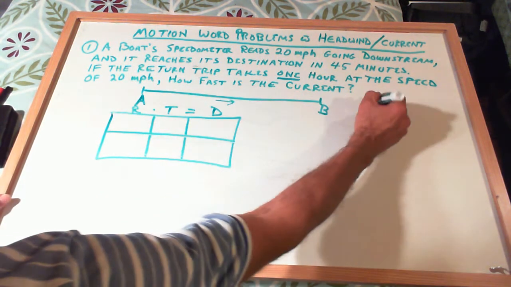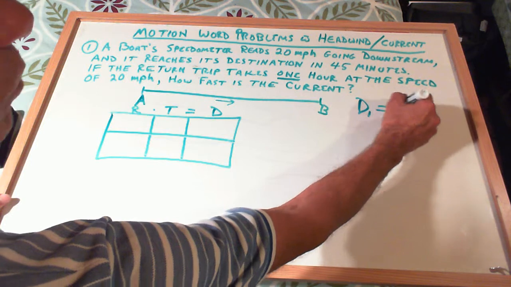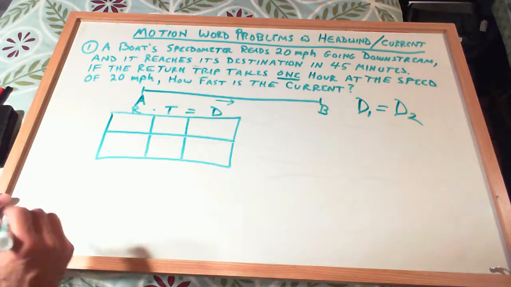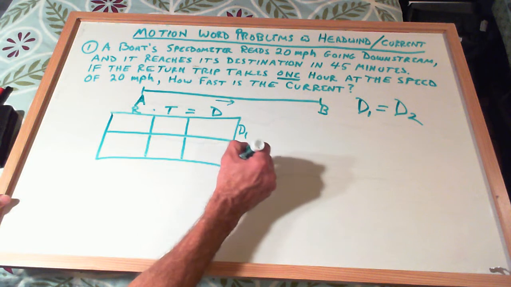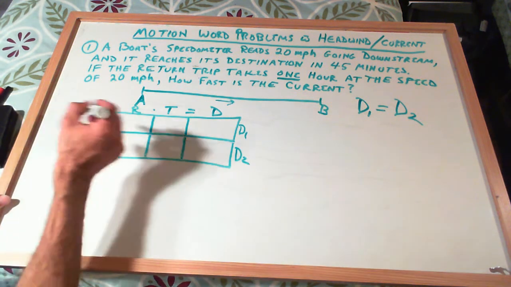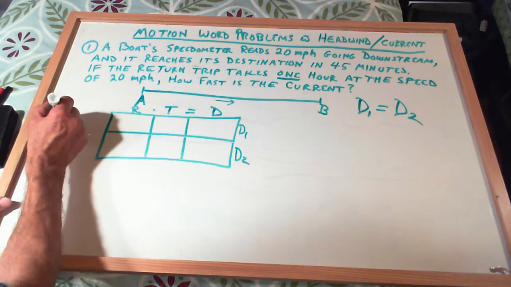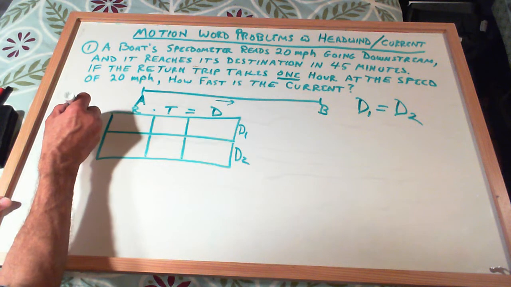So the distances will be like this. It'll be a d1 equals d2 kind of problem. So we have to find our distances. This will be our d1, and this will be our d2. First we care about going downstream, so I'm going to go downstream.